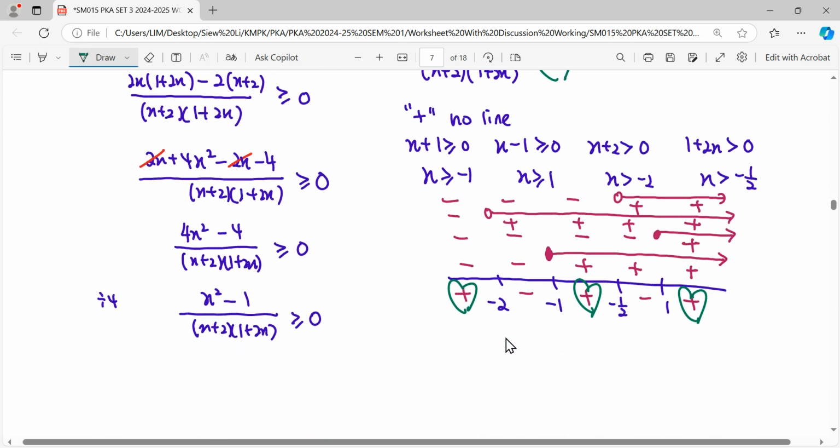So write our answer in the solution set. This one is x less than -2, not equal, and then in between, -1 is included, -1/2 is not included. Continue, another region is x more than or equal to 1, because this region is at the right hand side of the one more than or equal to 1.